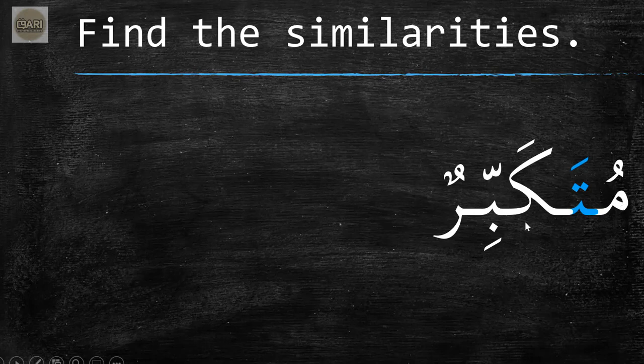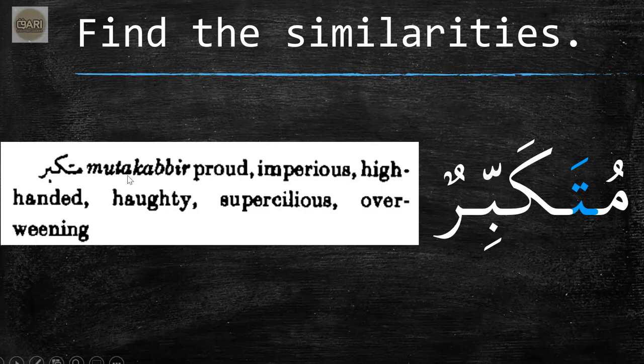Okay, so when we write this in English, what do we expect to see? M-U-T-A-K-A-B-B-I-R. M-U-T-A-K-A-B-B, the shadda, kasra I-R. Checking the English is how you're going to know that you found the right word. Why? Because these don't have vowels.